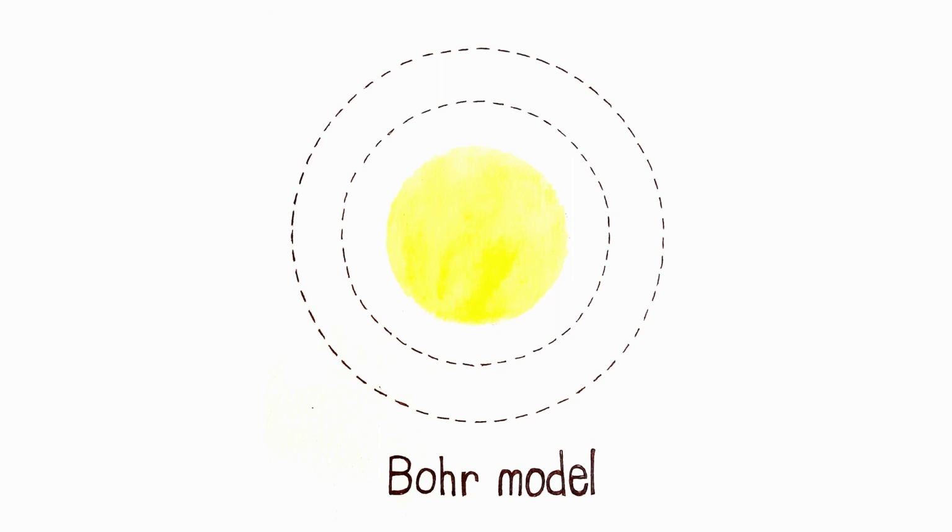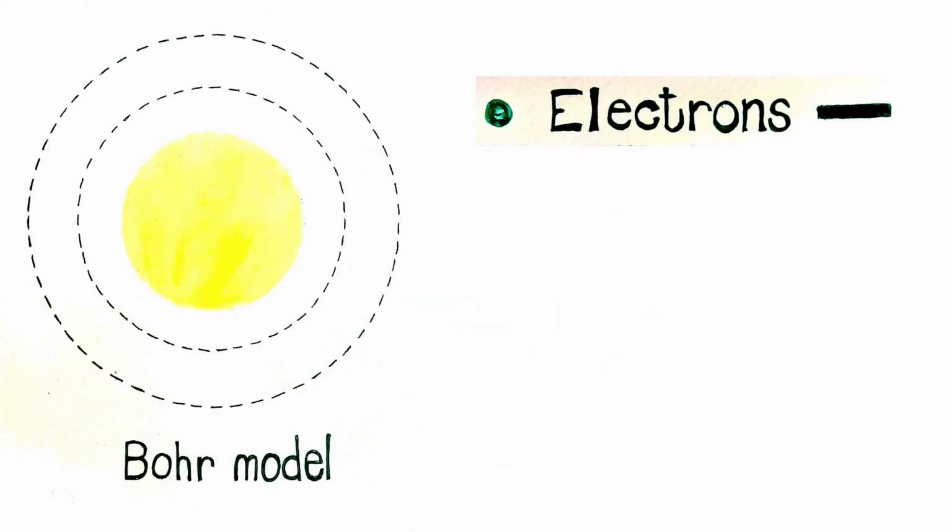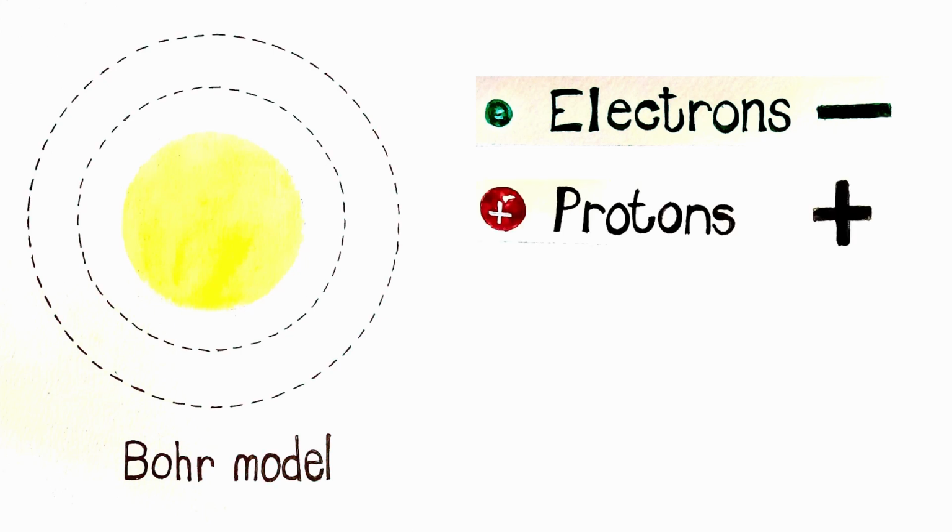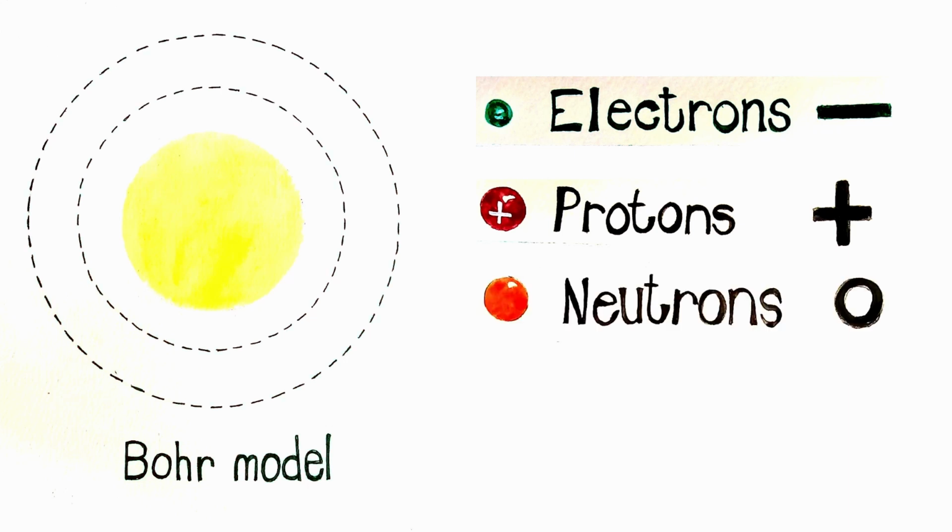Atoms consist of three subatomic particles. First of these are electrons. Electrons are negatively charged. Protons are positively charged. These charges simply show that protons and electrons are opposites. The last particles are called neutrons. Neutrons are so called because they have no charge. So let's draw some Bohr models.